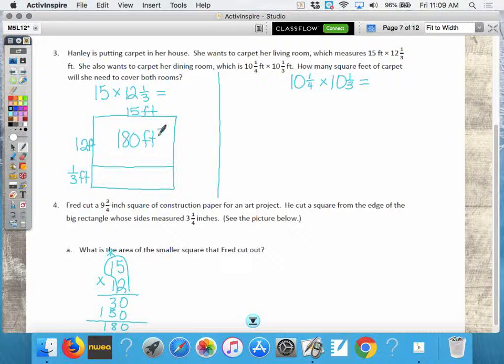Can someone get the door, please? Thank you, Dara.